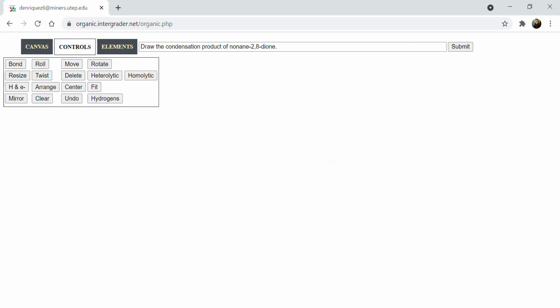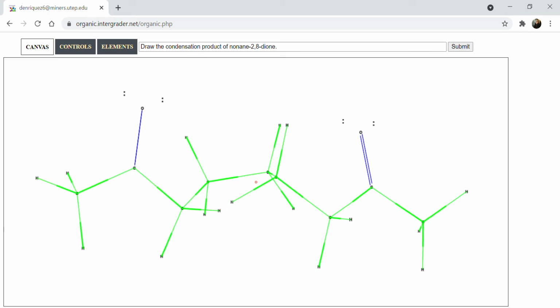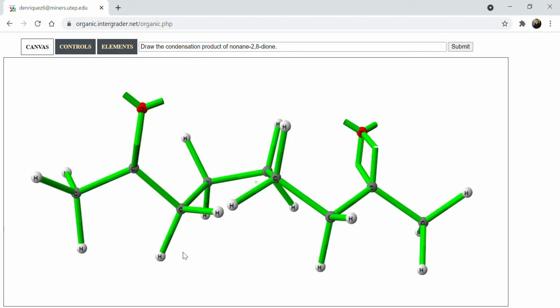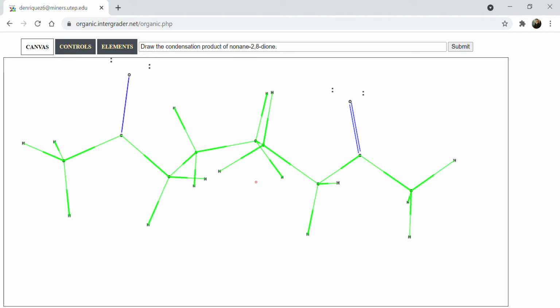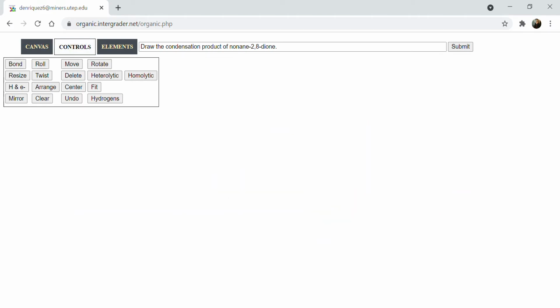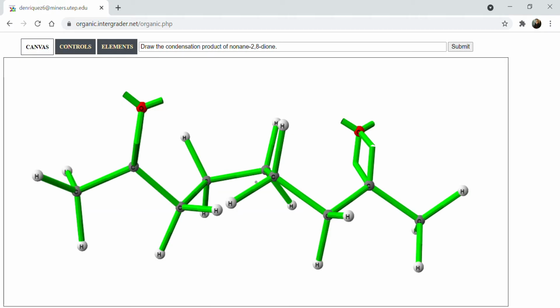Okay, and this is going to be an intramolecular reaction. So instead of doing 2 of the same products, we already have 2 ketones, so we can just react with each other to make a ring. Okay, so I'm going to use my heterolytic function, and I've got my alpha carbons here. I also have some alpha carbons out here. But I want to make a 5 or 6 member ring. So if I attach this one to this one, I will get 1, 2, 3, 4, 5.